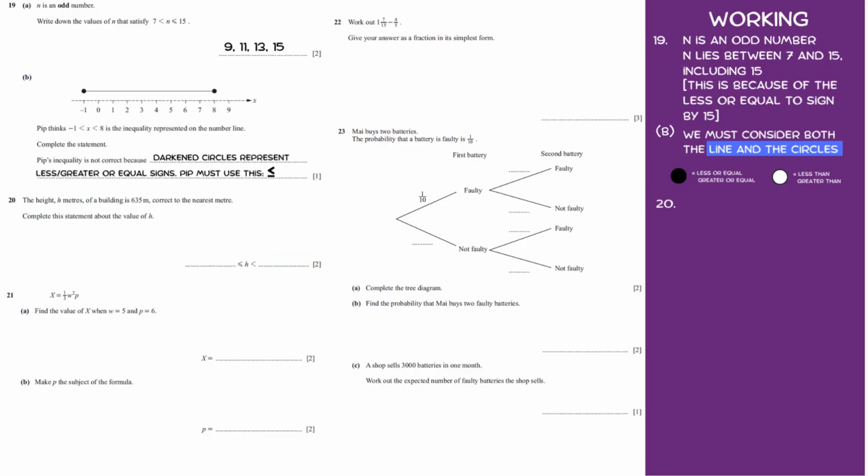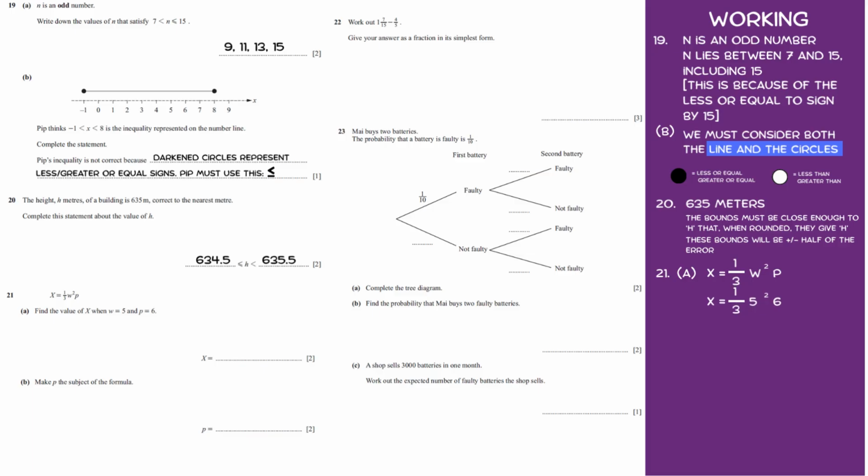If the height h is equal to this value, then the bounds must be close enough to h that it gives this value when rounded. These two bounds will be plus or minus half of the margin of error, which is half a meter. Therefore, our bounds to h are 634.5 and 635.5 respectively. For question 21, we are given an algebraic formula. For part A, we are asked to solve for the value of x, given w and p. This is just simple substitution of values, which will then give x as 50.